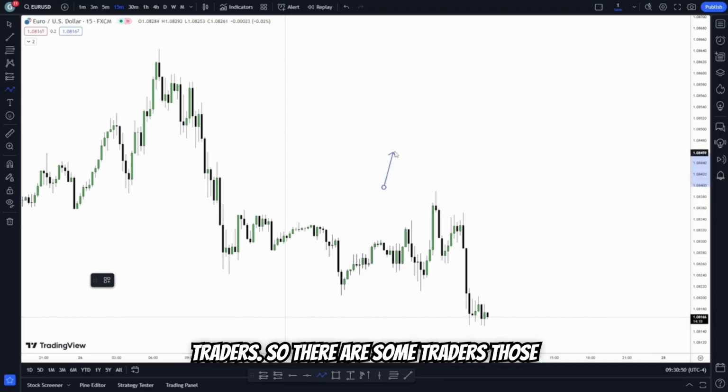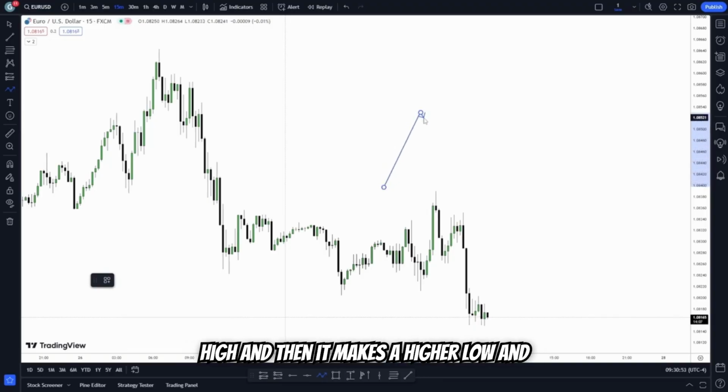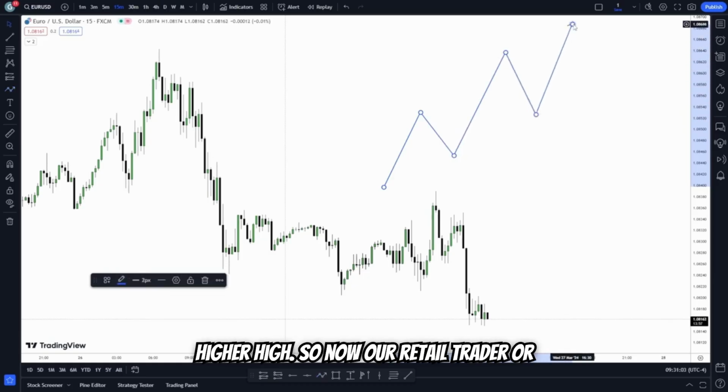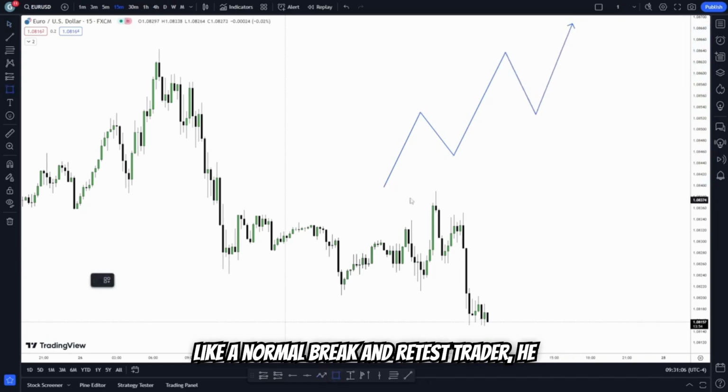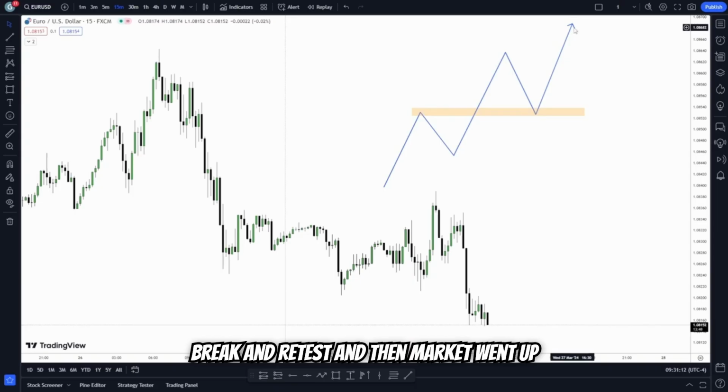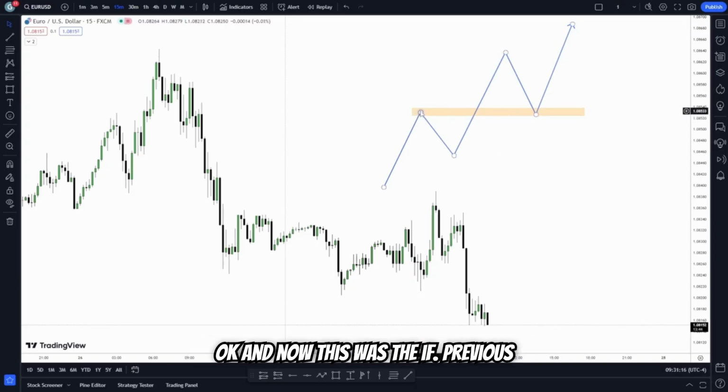So there are some traders who will see this. It makes a higher high, and then a higher low, and then a higher high, and then a higher low, and then a higher high. Now a retail trader, or a normal break and retest trader, will do this, right? Because this was the break and retest, and then the market went up. Okay, and now this was the previous structure.